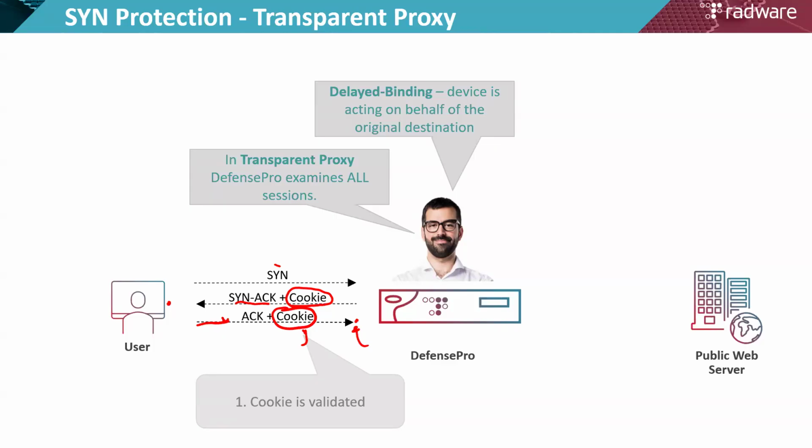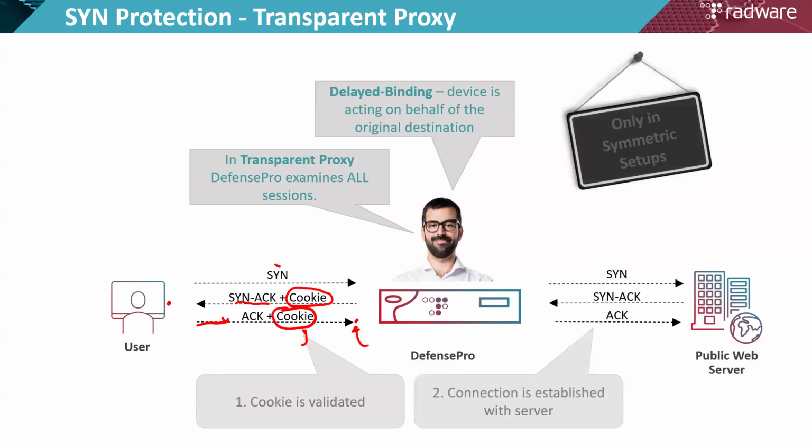So once that is received, we send that hashed value back to the user. The user has to respond with an ACK along with that hash value. If that response is received at the DefensePro, then we establish a backend connection to the server, something like this, and they can establish communication. If not, if this response is not received, we simply drop that request and the backend connection to the server is never opened.